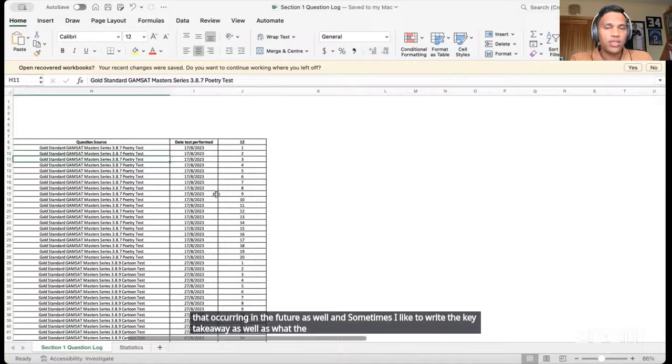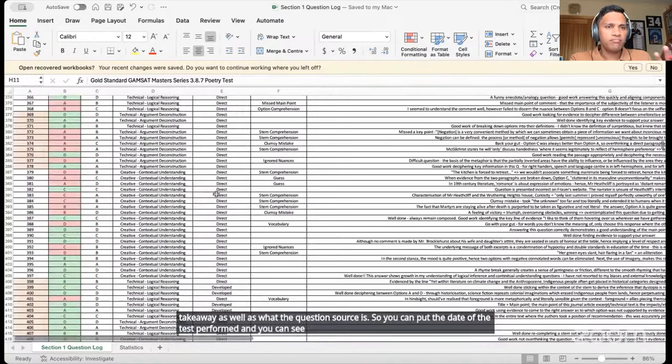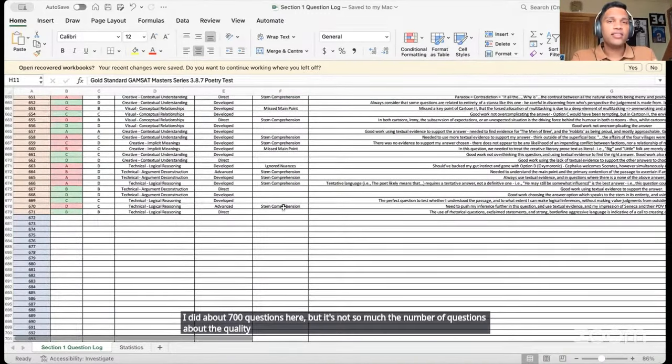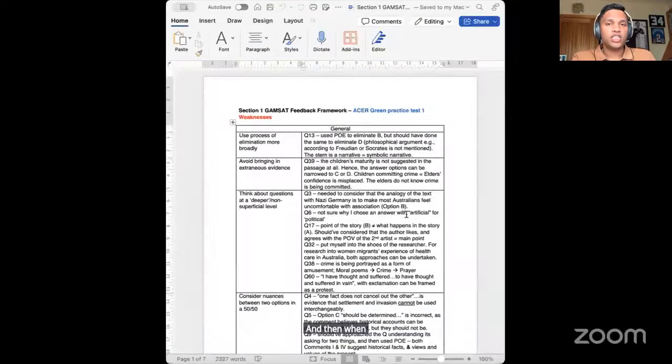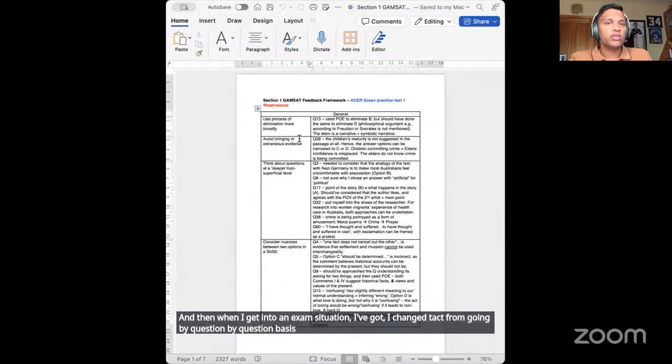So you can put the date of the test performed, and you can see I did about 700 questions here, but it's not so much the number of questions, it's about the quality of the analysis and the reflection that's done afterwards as well. And then when I get into an exam situation, I changed tack from going by question basis to more so focusing on what the sources of error are.